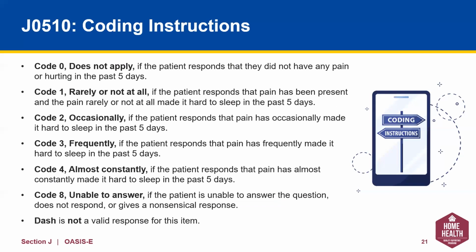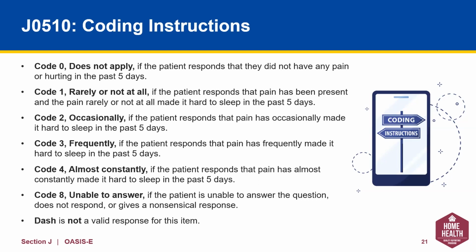Now let's review the coding instructions for J0510. For this item, you ask the patient, over the past 5 days, how much of the time has pain made it hard for you to sleep at night? The response options include code 0, does not apply, if the patient responds that they did not have any pain or hurting in the past 5 days. Code 1, rarely or not at all, if the patient responds that pain has been present and the pain rarely or not at all made it hard to sleep in the past 5 days.